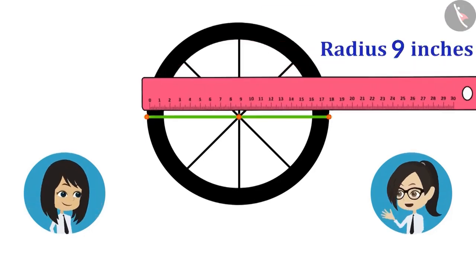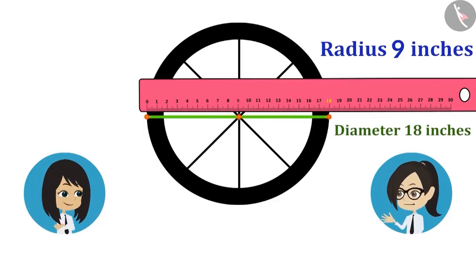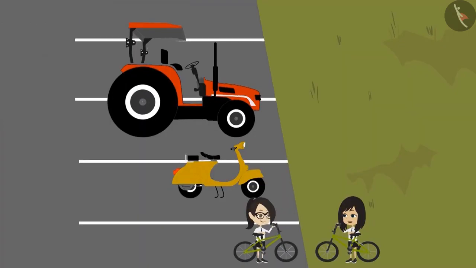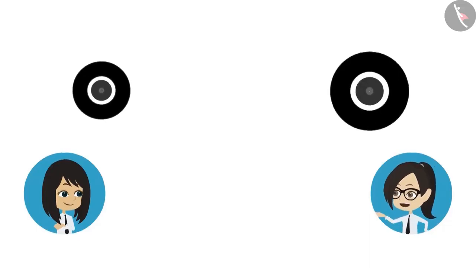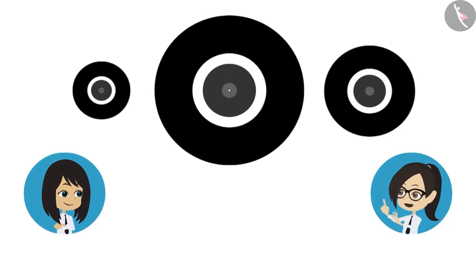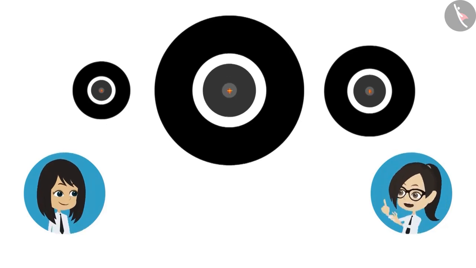Now let's measure this too. See, the diameter is also 18 inches on the scale. Yes. Now that we have measured the wheels of the bicycle, why not measure the rest of the wheels as well? Yes, let's measure all the wheels. Here is the wheel of the scooter. This is the front wheel of the tractor. And this is the tractor's rear wheel. Now let's find the center for all. Here is the center for all wheels.